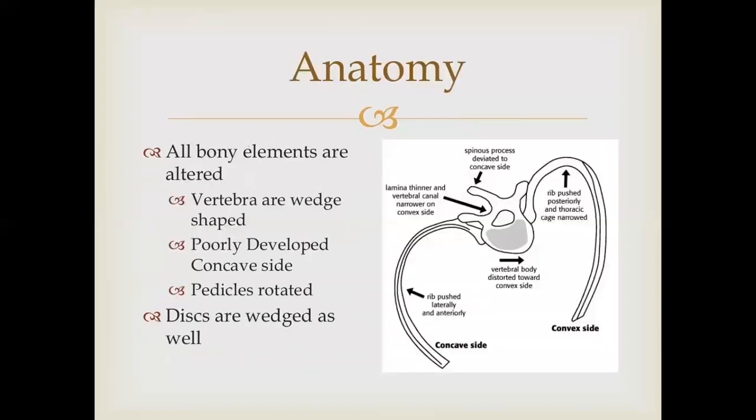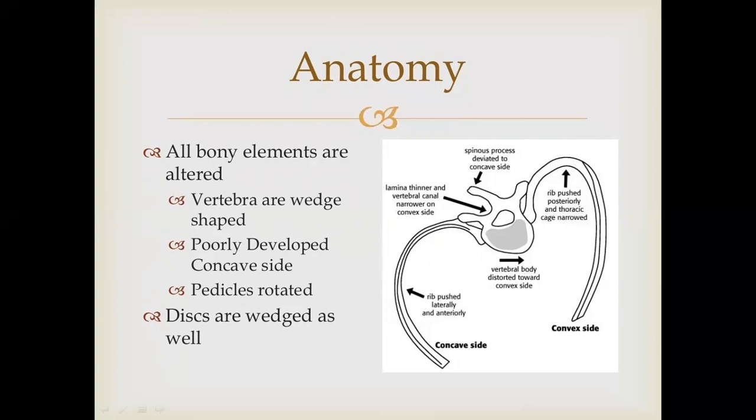Moving on to the anatomy, all bony elements are altered. Vertebrae are wedge-shaped and poorly developed on the concave side. Pedicles are rotated. Discs are wedged as well. As you can see here, the spinous process is deviated to the concave side. The lamina is thinner and the vertebral canal narrower on the convex side, with the ribs pushed laterally and anteriorly. This is the concave side, and this one is the convex side. The ribs are pushed posteriorly and the thoracic cage is narrow.